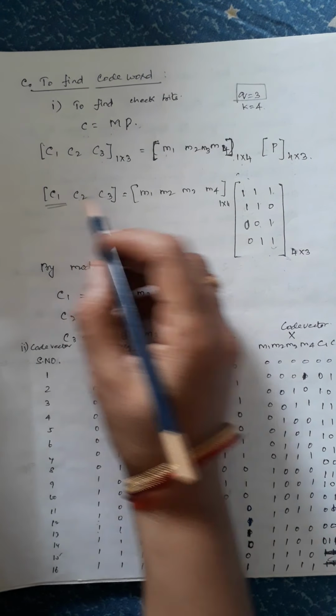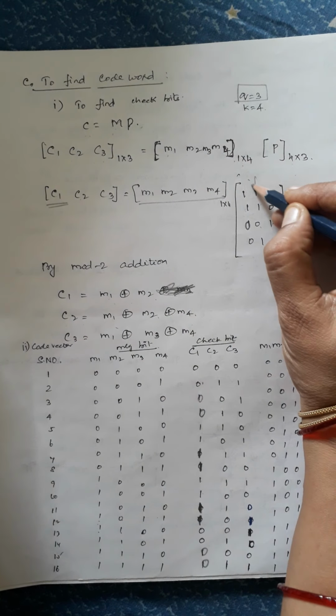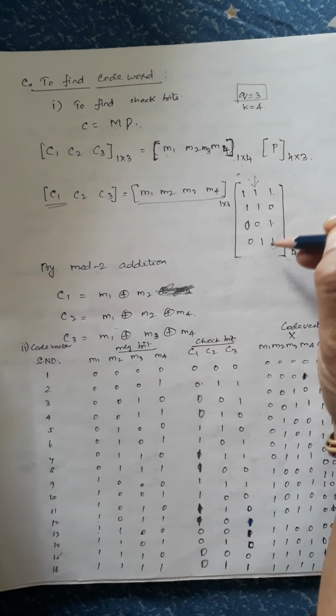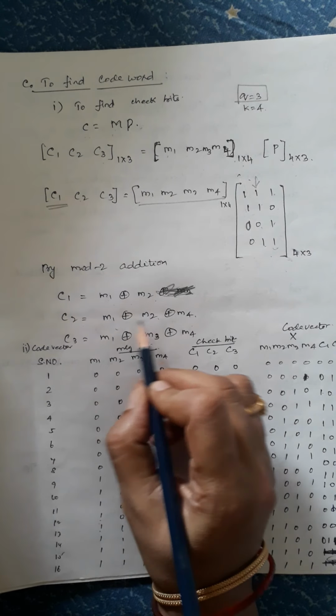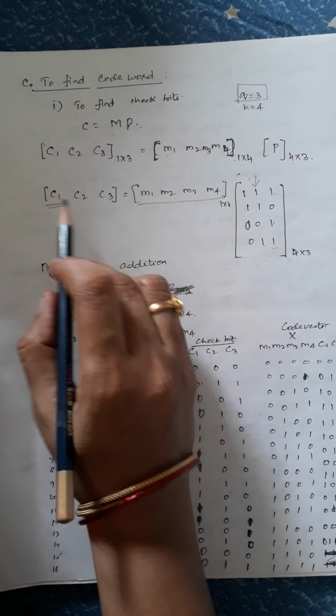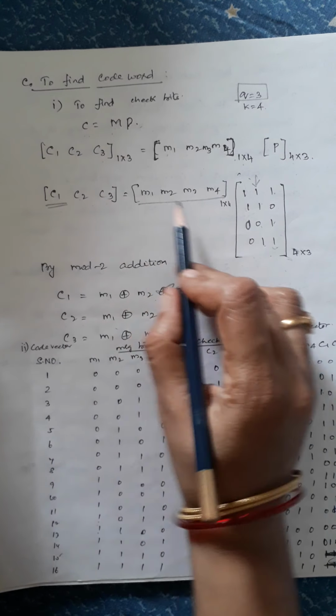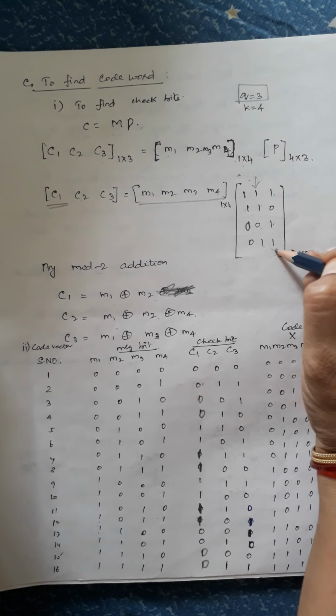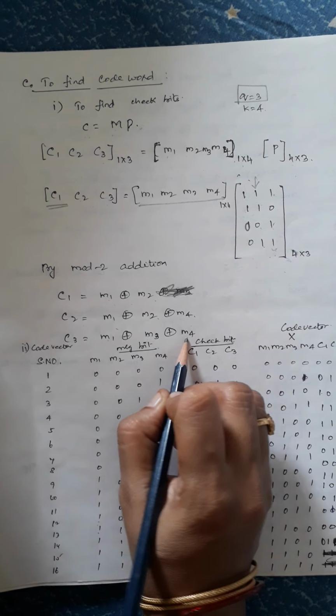Coming to C2, C2 is this row element multiplied with the second column elements. So, you will have M1, M2 and M4. So, it is M1, M2 and M4. Next, the C3 check bit is obtained by multiplying this with the last column. It is M1, M3 and M4. So, it is M1, M3 and M4.